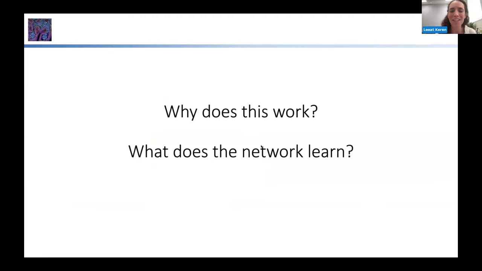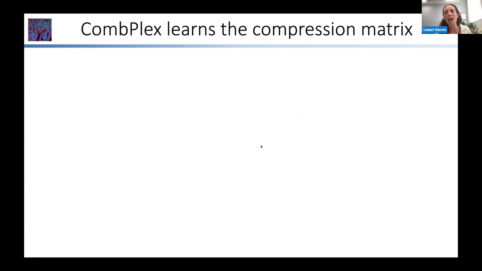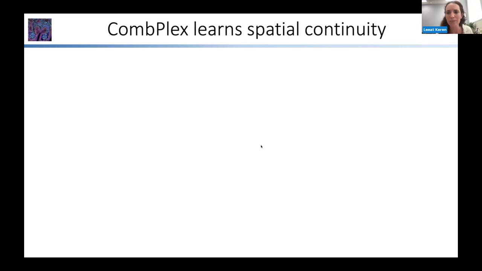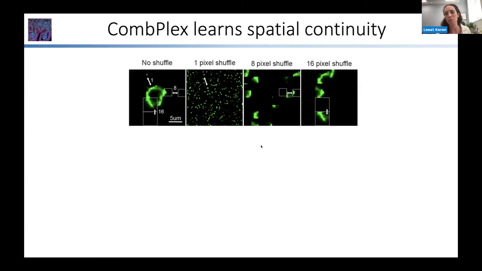Okay, so for the last minute of the talk, I want to talk very briefly about why this actually works. What does the network learn? So we've invested a lot of time in looking into that. One thing that we found, which is not very interesting, is that COMPLEX learns the compression matrix. It's pretty trivial. We've also found that COMPLEX learns spatial continuity.